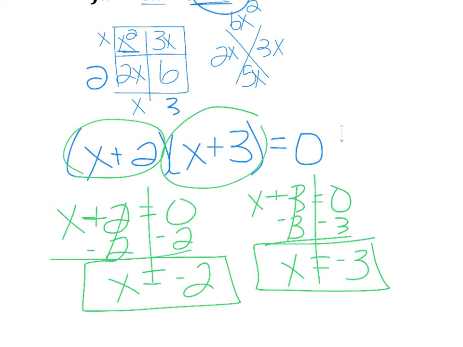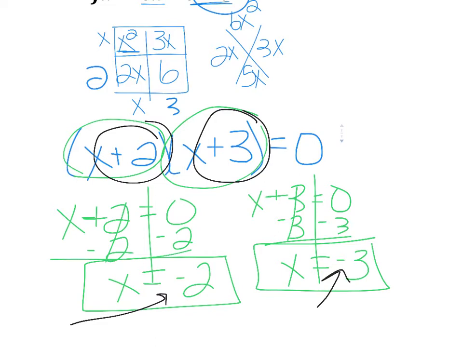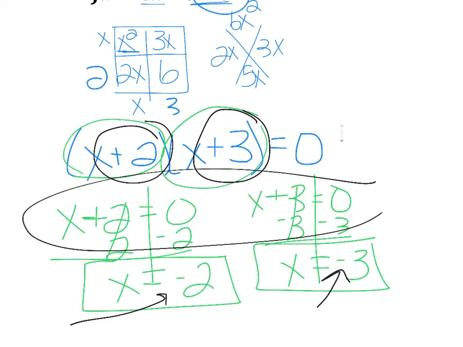Now, you may notice, and maybe you don't, and that's okay too, that our factors and our answers are opposites. Here our factor is x plus 2, but our answer is x equals -2. Here our factor is x plus 3, but our answer is x equals -3. If you do realize that, you can skip this step of showing all this work and go right to your answers if you wanted to.